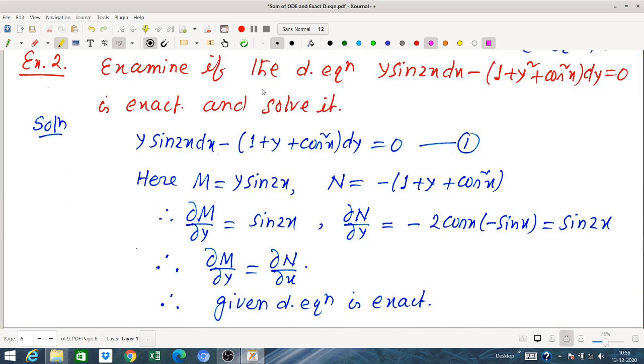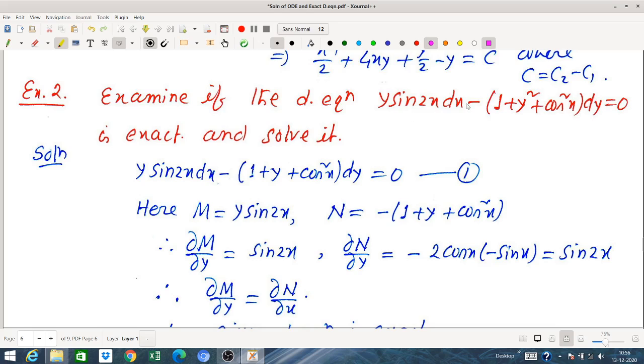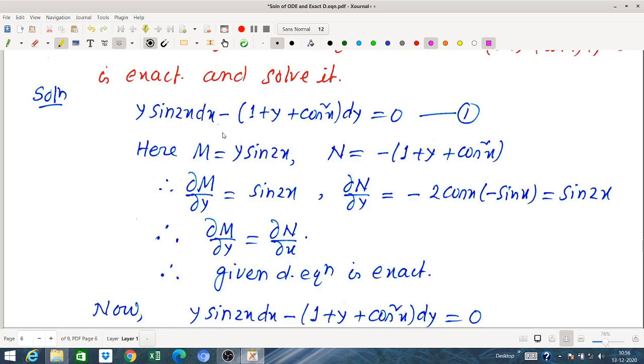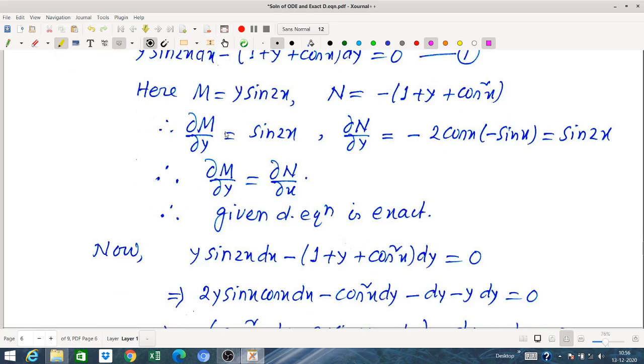Now example 2. Examine if the differential equation y sin 2x dx minus (1 plus y square plus cos square x) dy equal to 0 is exact, and hence solve it. So this is our differential equation. Here M is the coefficient of dx, y sin 2x, and N is the coefficient of dy, with this minus sign also. So ∂M/∂y, the derivative of M, y sin 2x, with respect to y: the derivative of y with respect to y is 1, sin 2x is constant, so this is ∂M/∂y. And ∂N/∂x: here 1 plus y is constant, so 0.